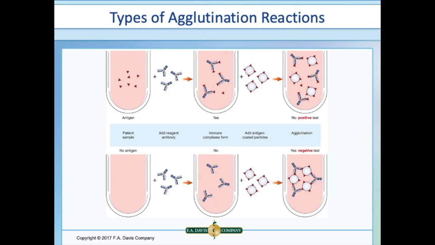Okay, in scenario B, the patient doesn't have any antigen in his sample. So even if you add antibodies coming from the reagent, there is no immune complex. So the next time around that you add an antigen-coated particle, the antigen-coated particle will combine with the reagent antibody. Therefore, there would be what? Agglutination. And an agglutination reaction here is indicative of a negative test. Okay? So do not forget about agglutination inhibition.